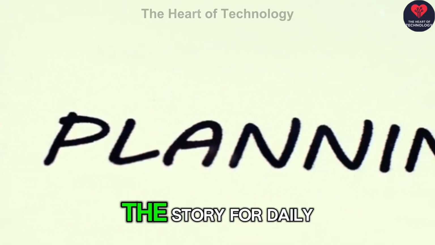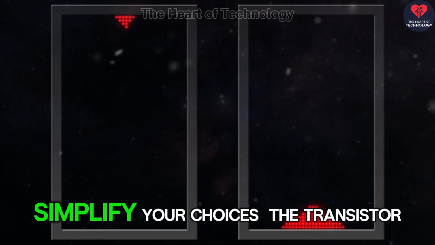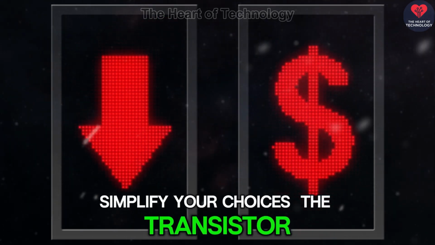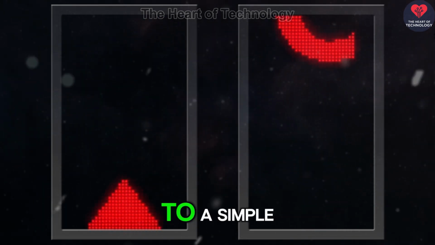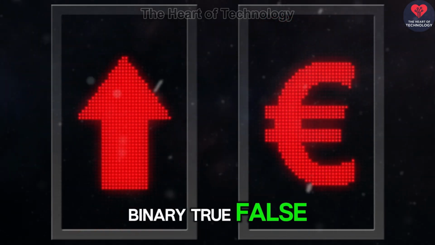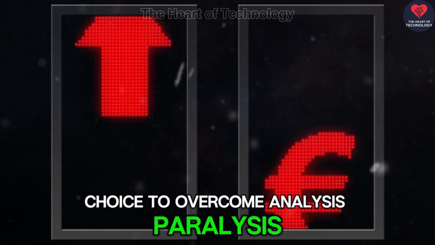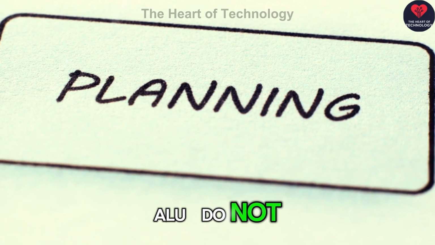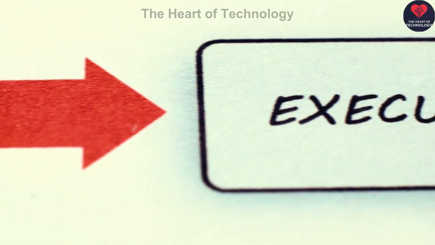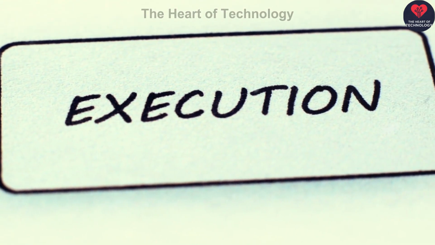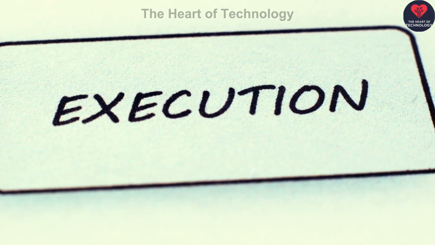Advice drawn from the story for daily life. Simplify your choices, the transistor. When facing a complex decision, force yourself to reduce it to a simple binary true-false choice to overcome analysis paralysis. Separate planning from execution, the ALU. Do not strategize while you work. Plan your tasks and then execute them with perfect, obedient focus.